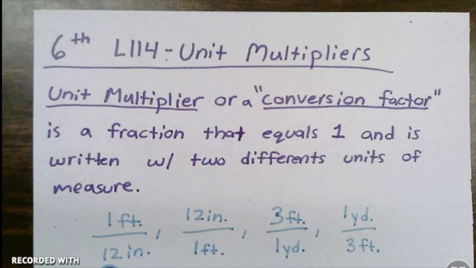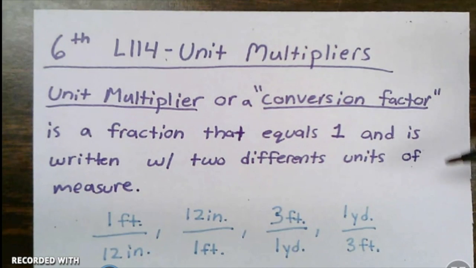And welcome to lesson 114 on unit multipliers, which is the exact same thing as a conversion factor, which I have been trying to teach you all year long. So hopefully this lesson will not be nearly as difficult as it would have been if you were just learning about it now. So a conversion factor, or a unit multiplier, is a fraction that equals 1, and it is written with two different units of measure.